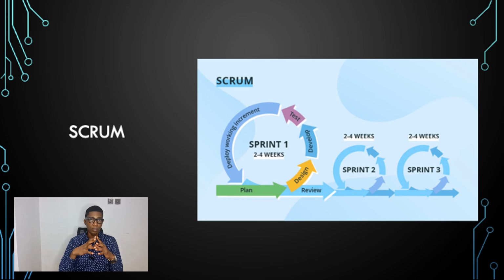So that's the Scrum model: plan, design, develop, test, deploy, and review in sprints. All these activities happen in a sprint, which can span between 2 to 4 weeks. And of course, start all over again in the next sprint.